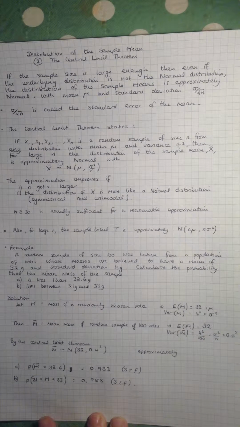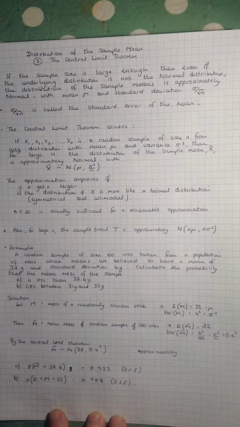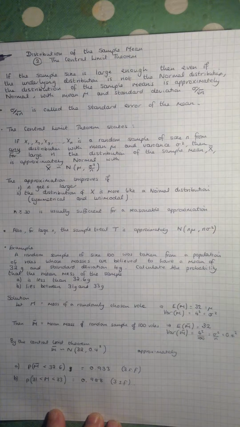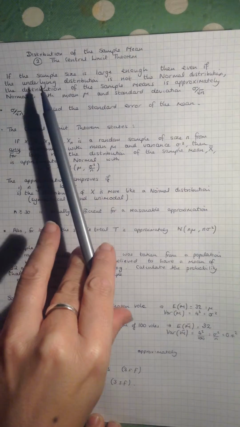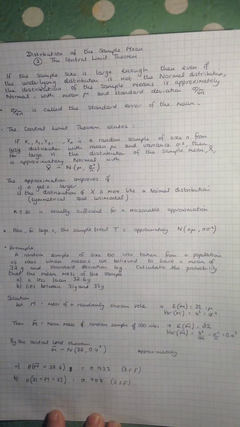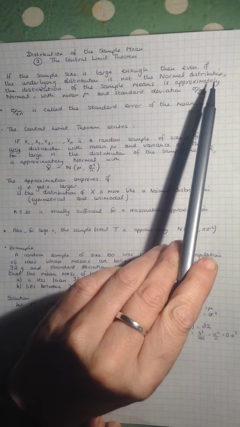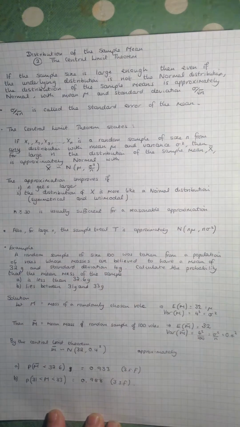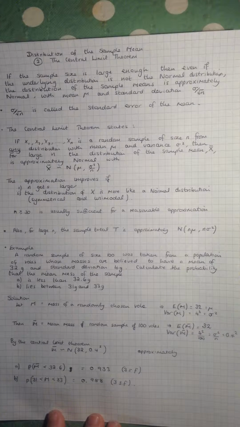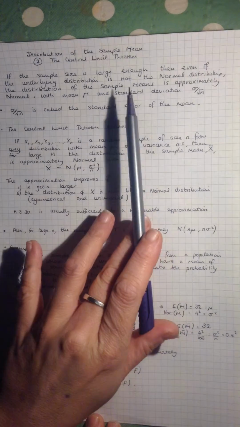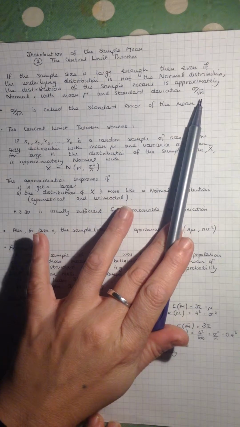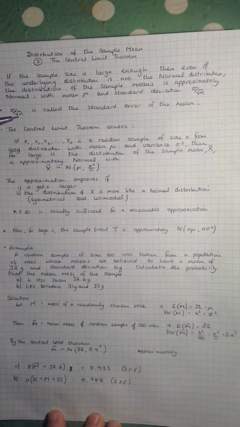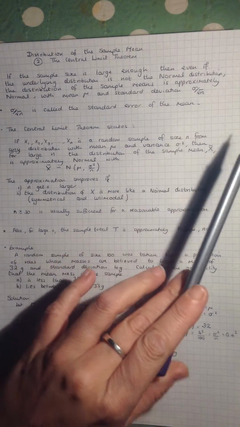The second video looks at what's called the central limit theorem. It extends the distribution of the sample mean to other distributions that are not normal. So if the sample size is large enough, then even if the underlying distribution is not a normal distribution like we were talking about before, the distribution of the sample means is approximately normal with mean mu and standard deviation sigma over root n, or the variance being sigma squared over n. Sigma over root n is called the standard error of the mean.